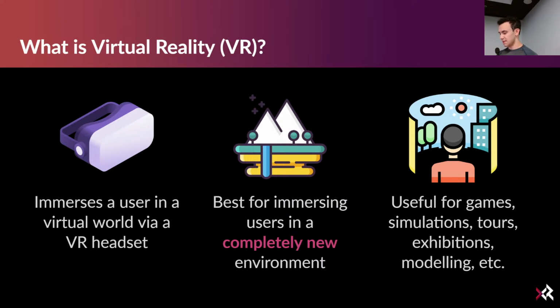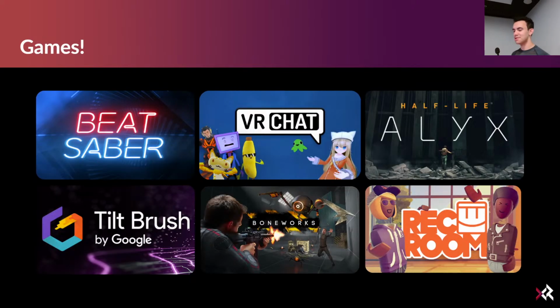Next up, here are some very popular games in VR, and if I'm not mistaken, all but one are built in Unity, and the exception is Half-Life: Alyx. They use their own custom engine called the Source Engine, but everything else is built in Unity. So you can see off the bat that Unity is a very good front runner in the VR space. It's used to build the majority of VR applications and games you see.